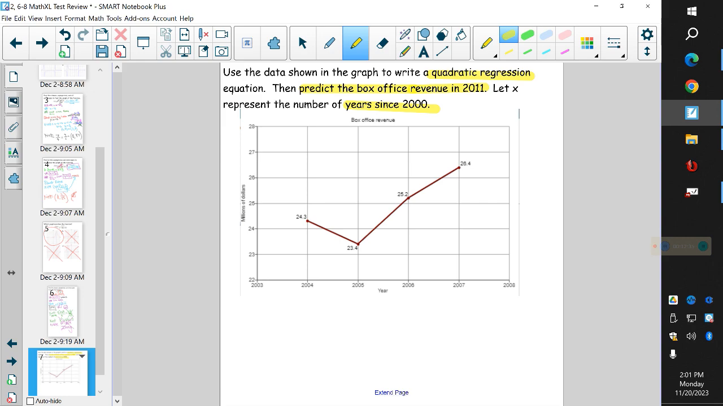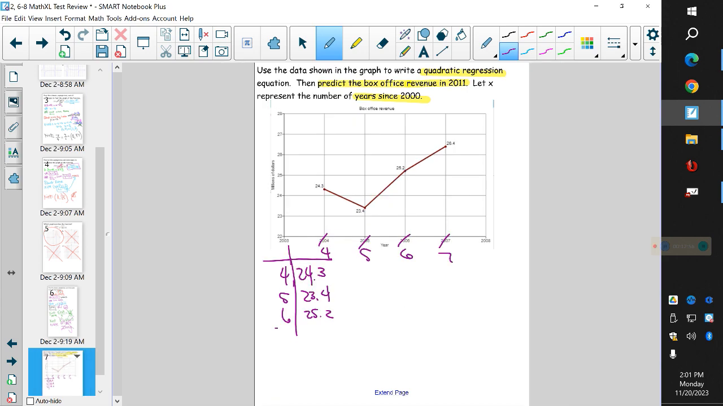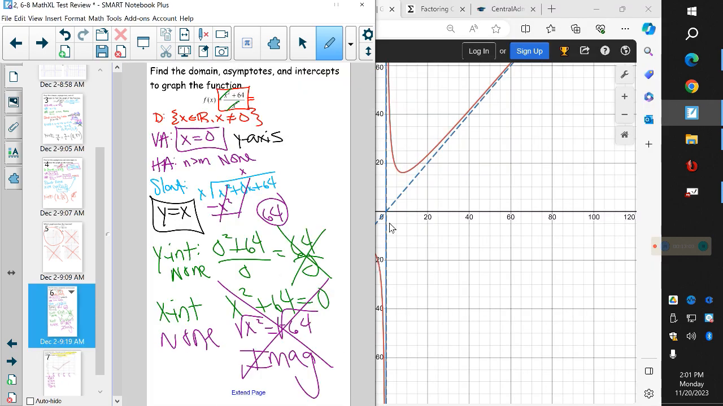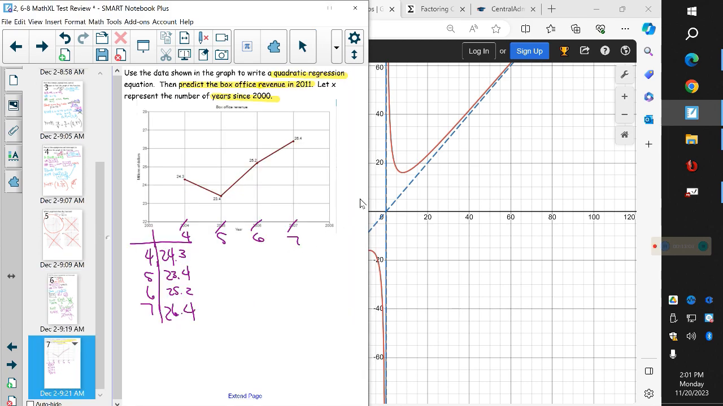Okay, so if it represents years since 2000, that means this is 4, this is 5, this is 6, this is 7. So I'm going to have 4, 24.3. I'm going to have 5, 23.4. I'm going to have 6, 25.2. And I'm going to have 7, 26.4. Now, we're going to go ahead and do regression on here. I'm going to put these both over here together so that we can see them easier.